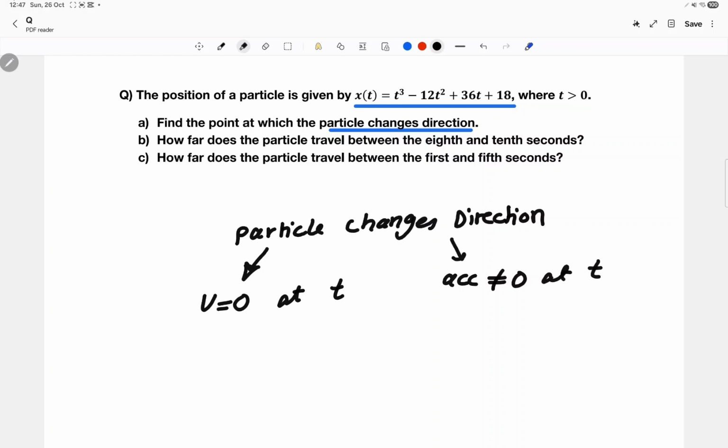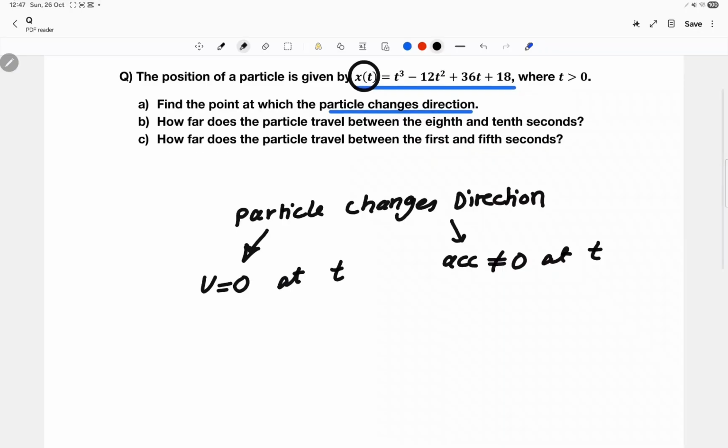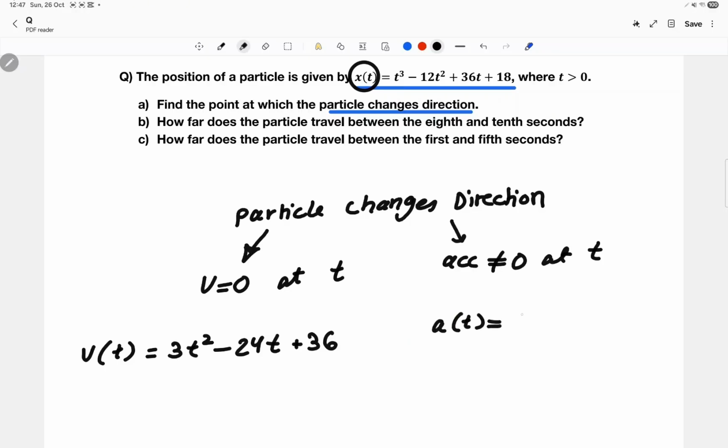So this basically means that we have to use the x of t equation to find the velocity equation and also the acceleration equation. All right, so v of t just means the derivative of x of t. So it's going to be 3t squared minus 24t plus 36. And let's now differentiate the velocity equation to find the acceleration equation to be 6t minus 24.